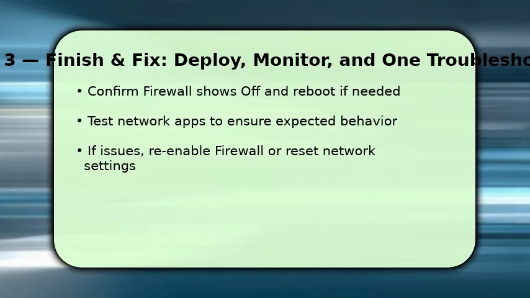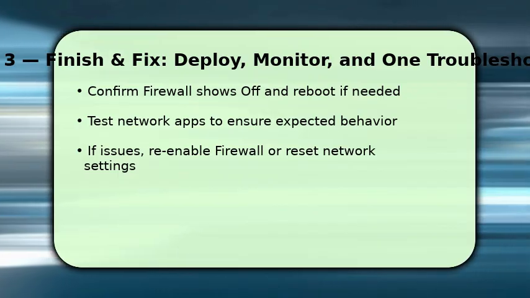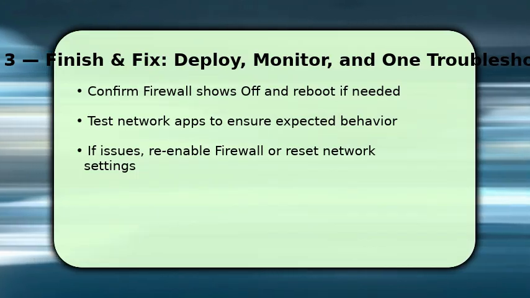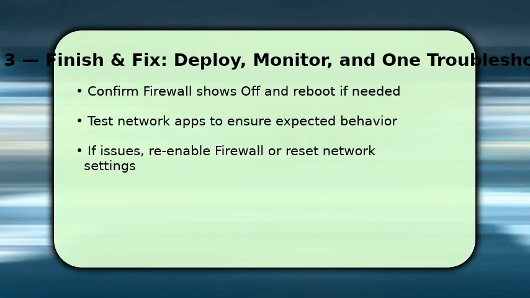If something breaks, re-enable the firewall immediately and compare settings, or reset network settings as a next step. This often clears conflicts. One key troubleshooting tip: if apps fail, restore the firewall to on and inspect the allow list. Many connection problems come.